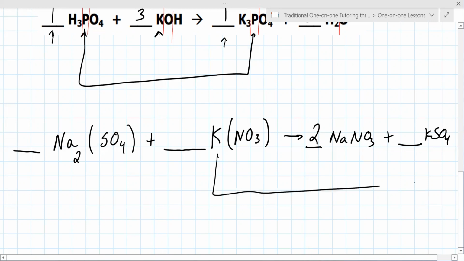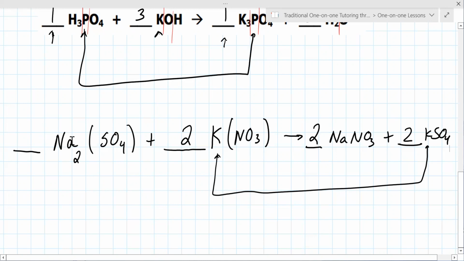But here's what I noticed before I do that. There's only a K in one place on both sides, which means whatever number goes here also needs to go here. And we just said we've got two NO3s, so we better put two there. So now the Na2 is still good, the Nas are good now, the NO3s are good, but the K is not good. So I have to put a 2 over here on the right. But the problem now is you've got two SO4s, and you've only got one here.